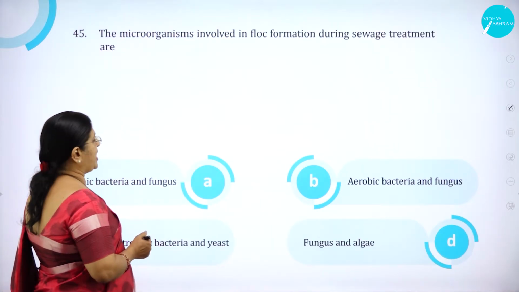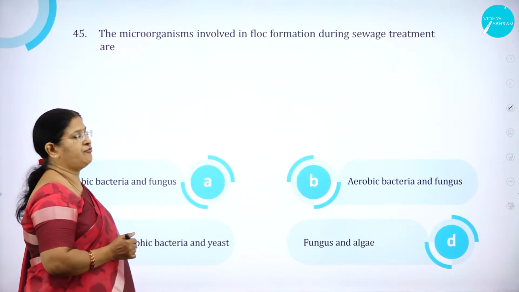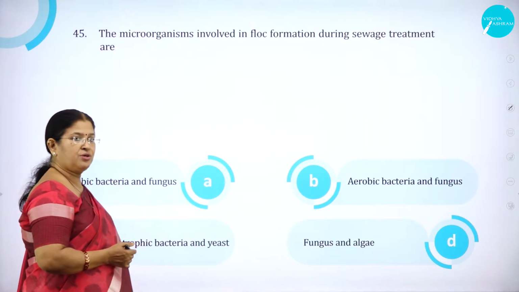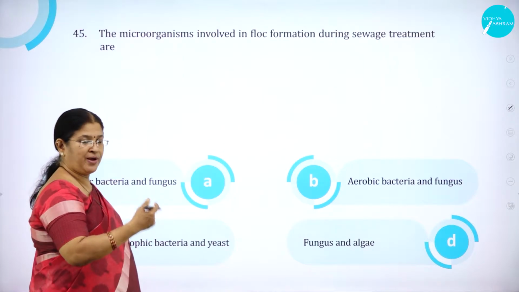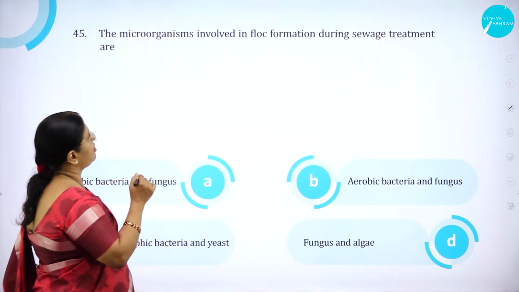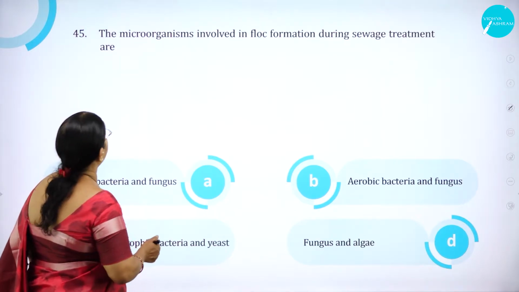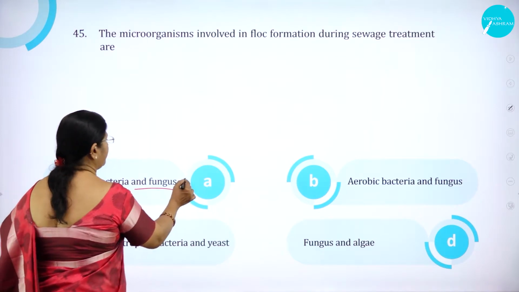The microorganisms involved in flock formation during sewage treatment are... So flocks are introduced to reduce the biomass of the sewage. The microorganisms involved in flock formation during sewage treatment are anaerobic bacteria and fungus.